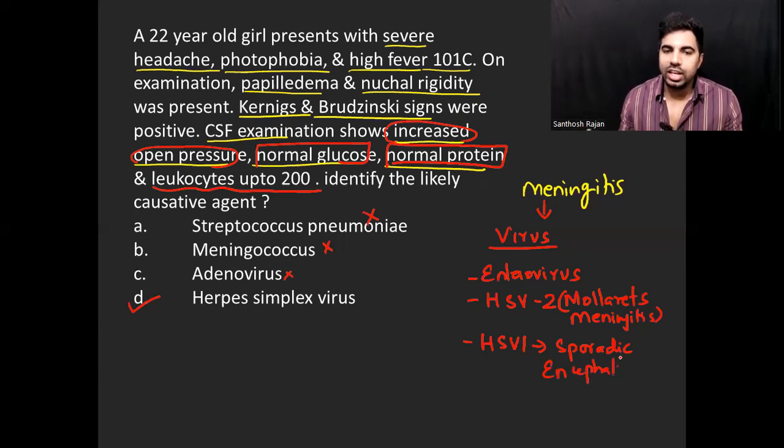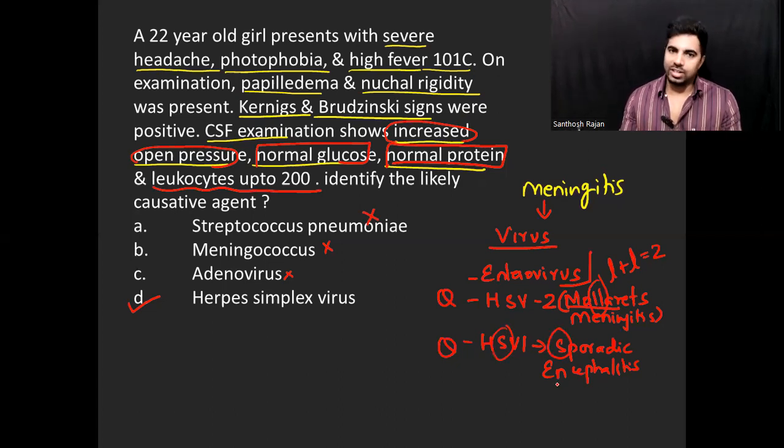Sporadic encephalitis. This is a question they can ask this time. So please remember, this can be asked: HSV-2 or HSV-1. HSV-2 is Mollaret, remember: Mollaret type 2, because L plus L is equal to 2. So HSV-2. HSV-1 is sporadic, S is there. You can remember it like that also.